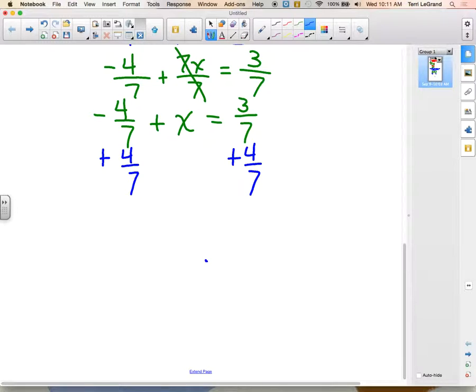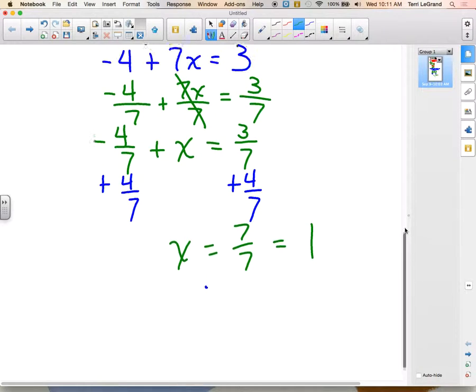And then we say, okay, well now the x is all by itself. And we have common denominators. That's cool, because if there are common denominators with fractions, then we can add their numerators together. 3 plus 4 is 7. So we have 7 over 7, which is 1. We get the same solution.